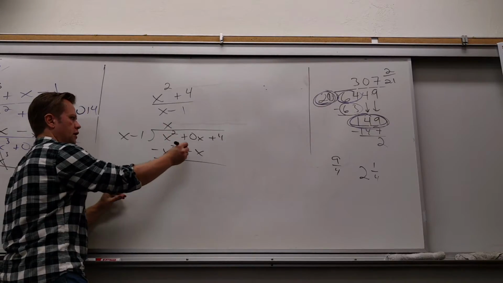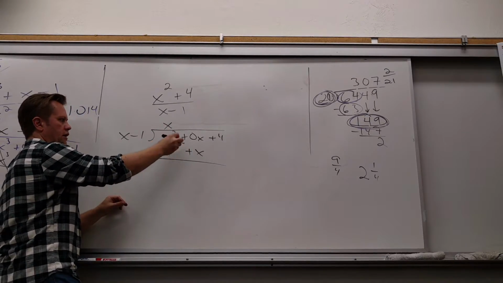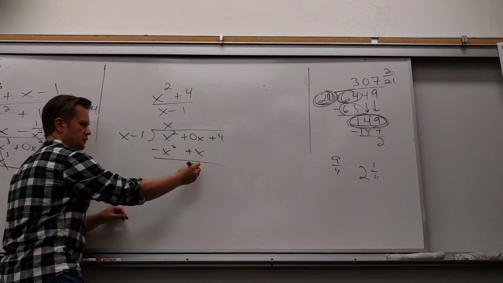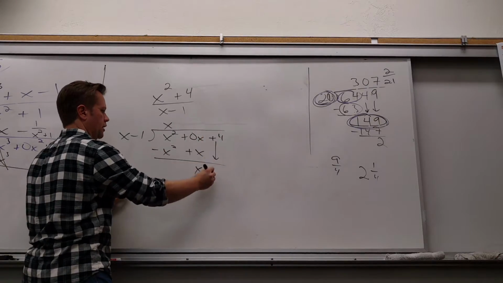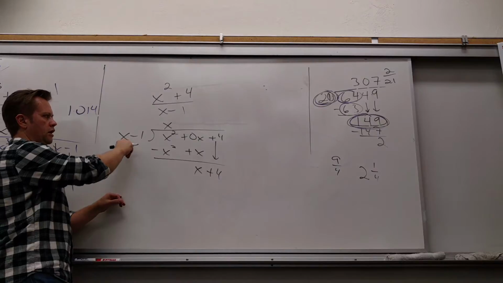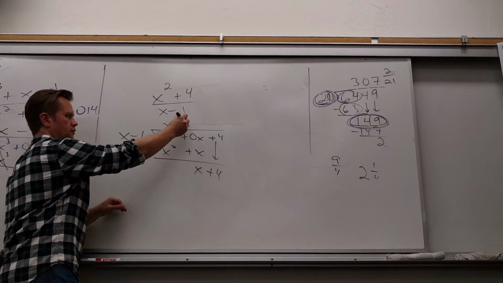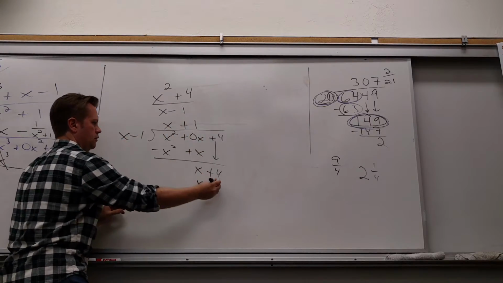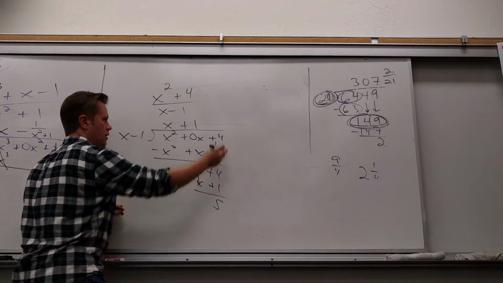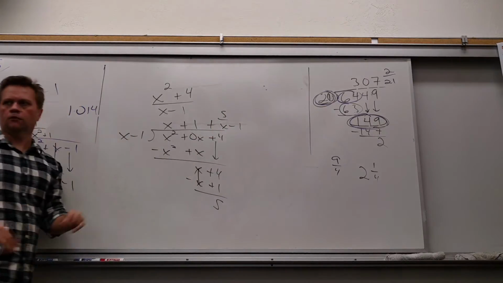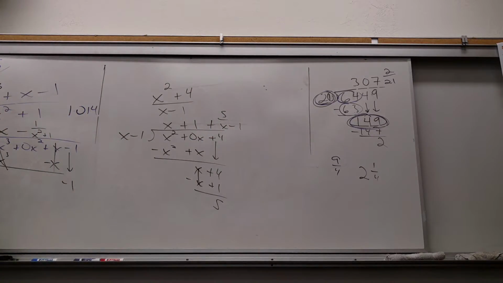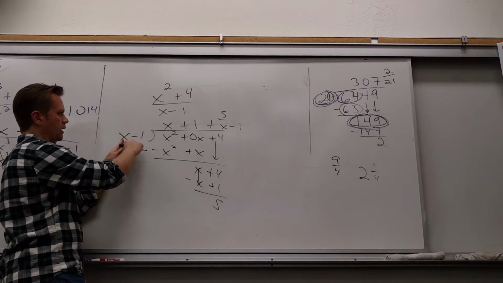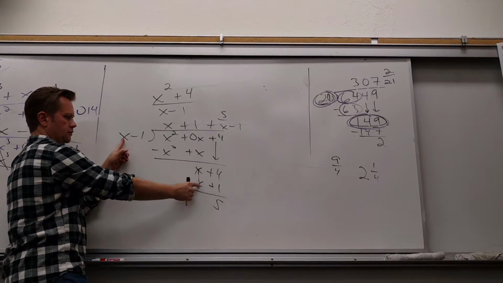So, change the signs. These cancel. No x's equals 1x is 1x. Bring down the plus 4. X times what is x? 1. That's crazy. So I get x minus 1, change the signs, 5, so it'll be plus 5 over x minus 1. No, x times 1 is x. So x times what is x? 1.